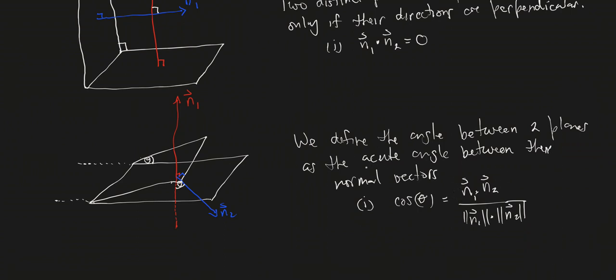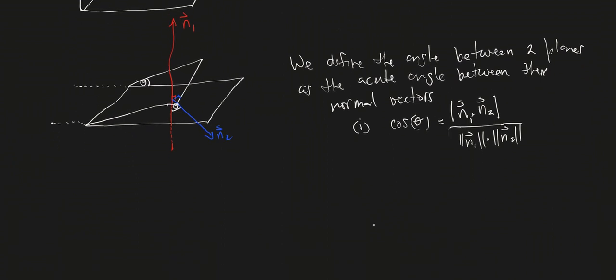So to ensure that we get the acute angle, which is what we want, that smallest rotation, we take the absolute value of the dot product of the two vectors. So there you go. You have the concept of parallel, perpendicular, and if it's neither. So if the planes do intersect at some angle other than 90 degrees, we can use this formula to compute it. Okay, let's do a couple examples.